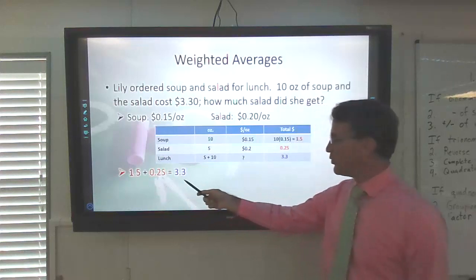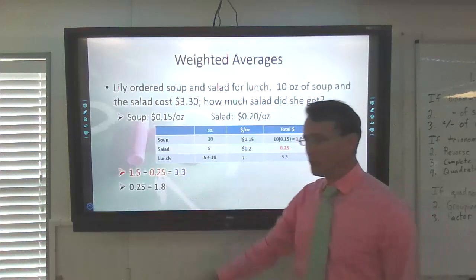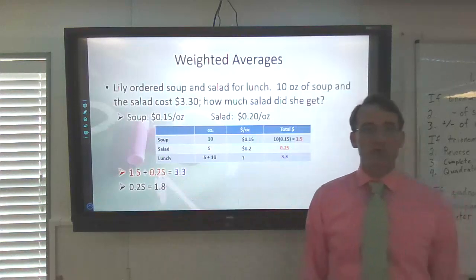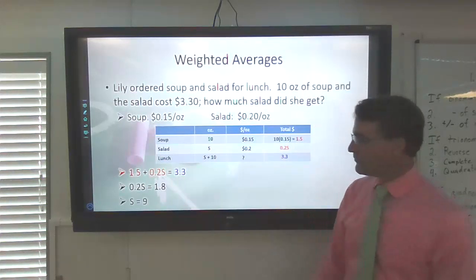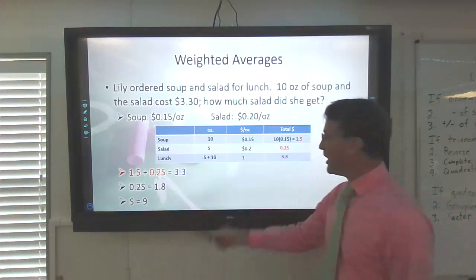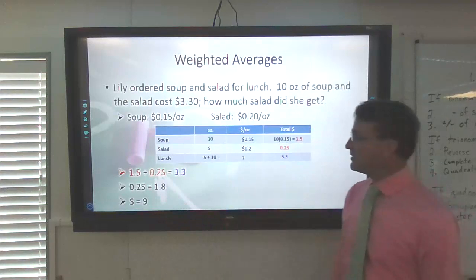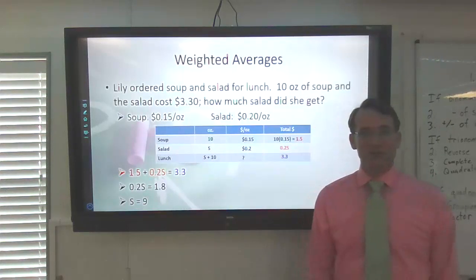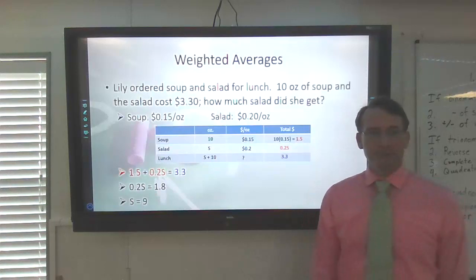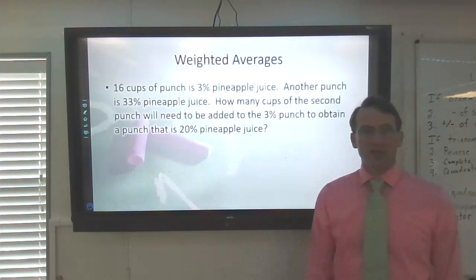I'm going to subtract 1.5 from both sides and then multiply both sides by 5, or divide both sides by 0.2, to solve for S. And S happens to be equal to 9. How much salad did she get? She got 9 ounces of salad. Try this one.